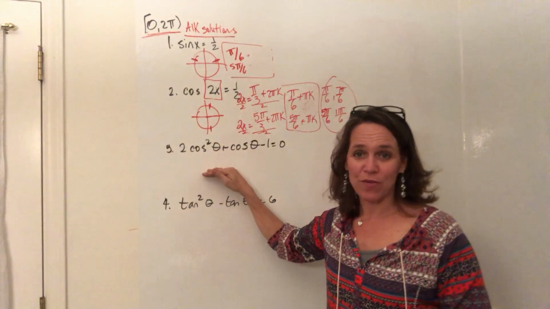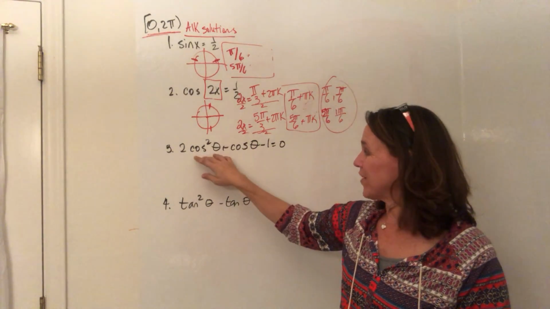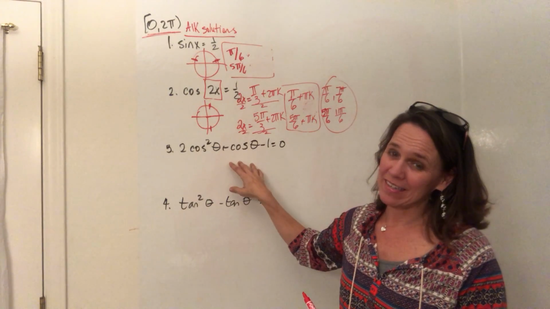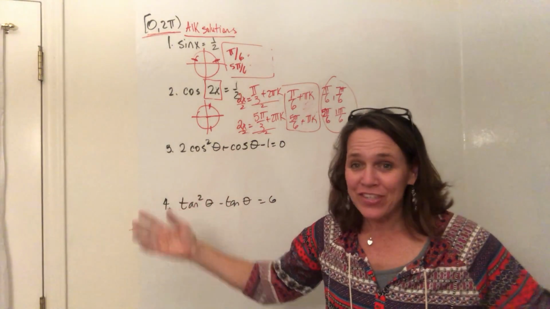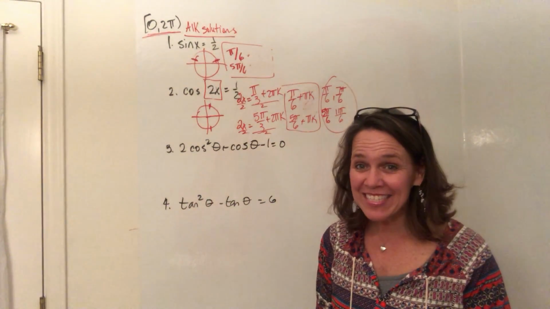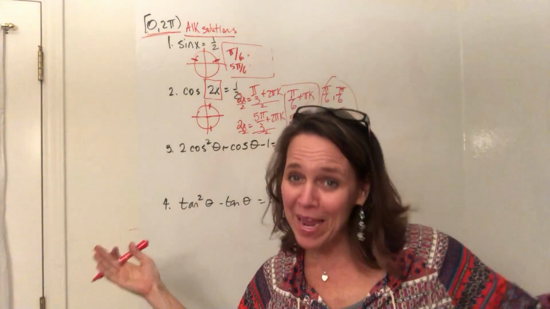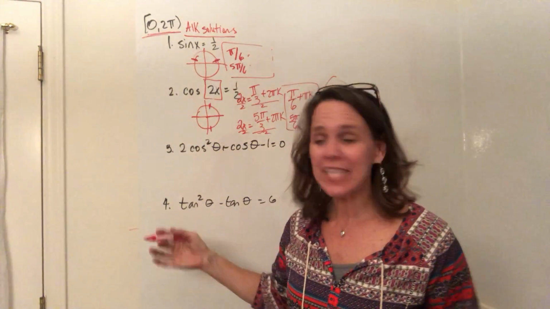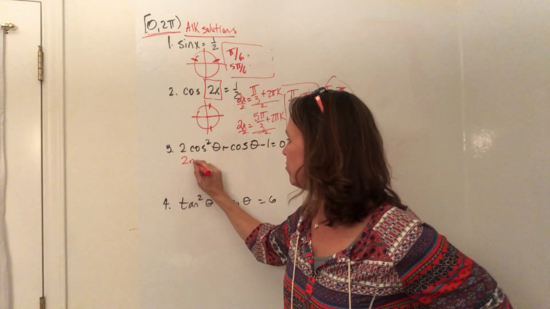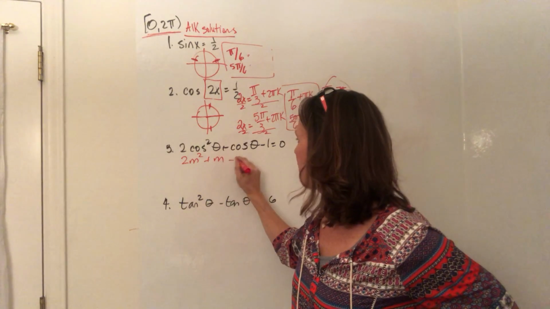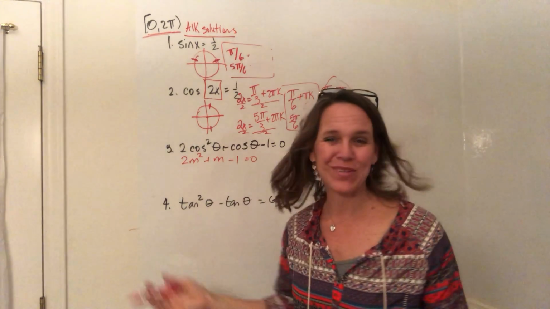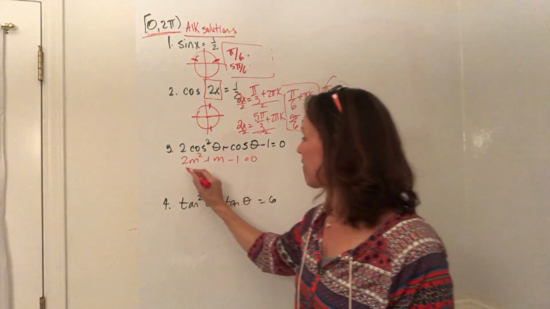Okay, so let's check out number 3. Number 3, you have a cosine squared and then just a cosine. You get to factor. Do you like factoring? Maybe. I have some videos on factoring if you need help with factoring, so you can go and look at those. But let's just pretend for a minute that this was 2m squared plus m minus 1. Just for kicks. Now we're going to factor that.